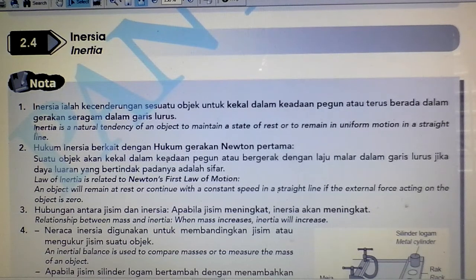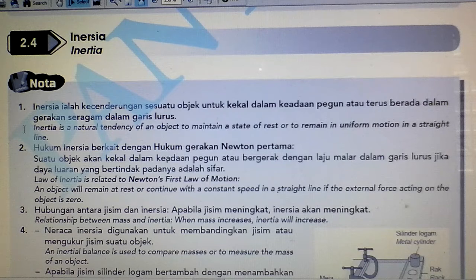Okay, now you can refer to your module on page 35. This is about 2.4 inertia. Let's look at some important facts. I hope you already watched the videos that were sent to you and you have read all the notes regarding this topic. Okay, now we go through our module.